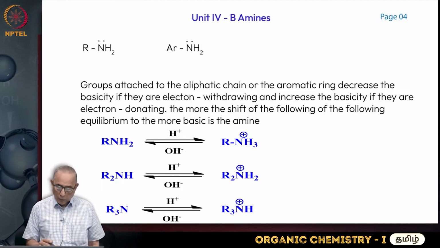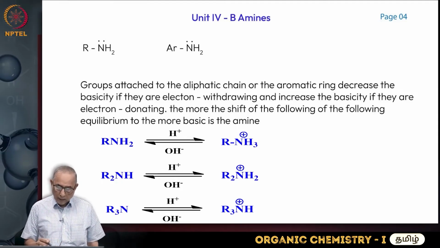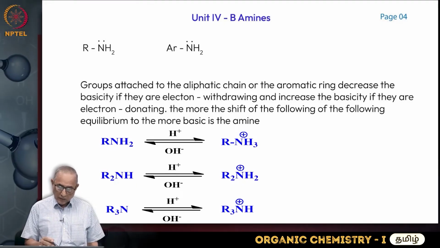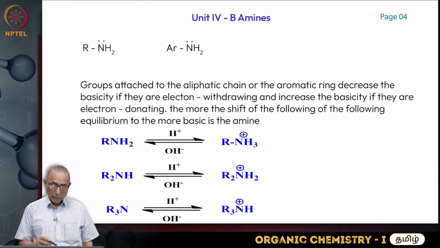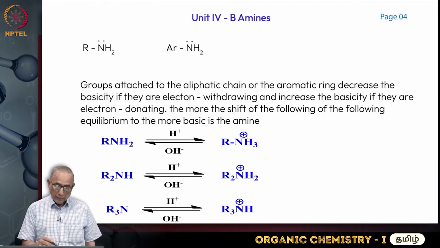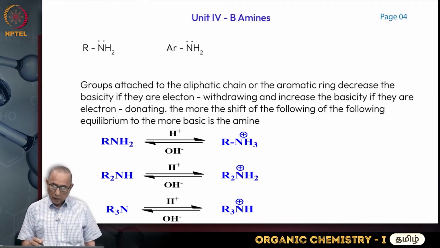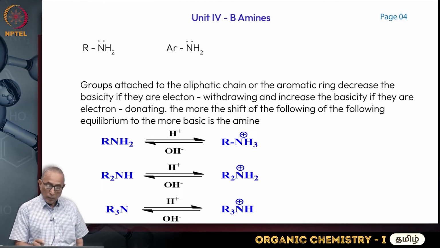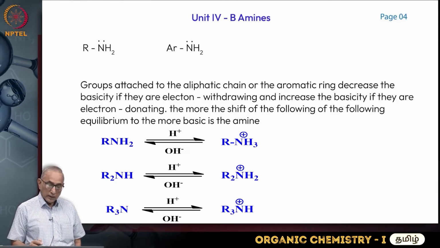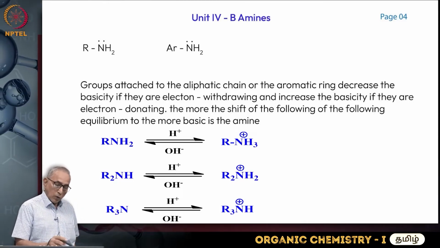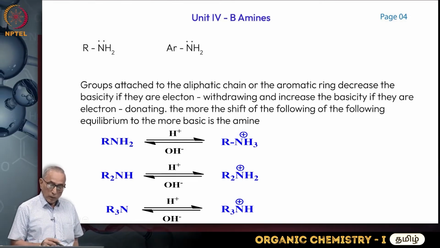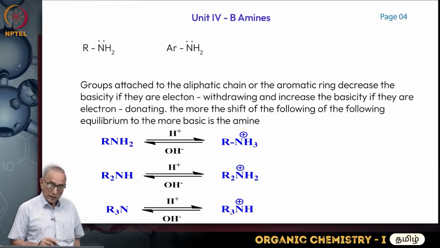The amino group gets into an equilibrium with H plus and OH minus as shown here. RNH2, if you add H plus, gives RNH3 plus. So, if the equilibrium is more to this RNH3 plus, we say RNH2 is more basic. If the equilibrium is more to the RNH2 group, this is less basic.